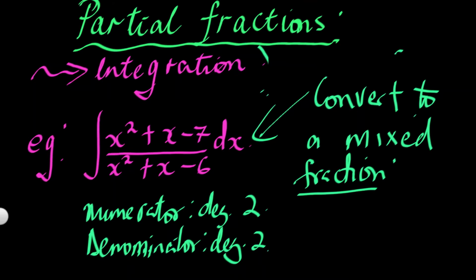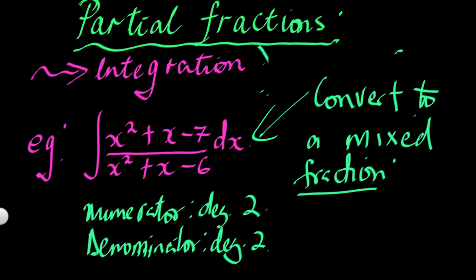Now, I want to highlight this because it is important. Most of the time, people know how to do partial fractions, but if they are given an improper fraction, they may not do it right because they haven't followed this rule that you only do the partial fractions after converting to a mixed fraction. If we don't have a proper fraction, we cannot do the partial fraction.